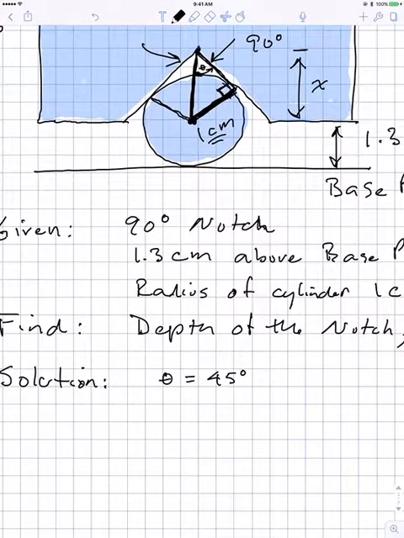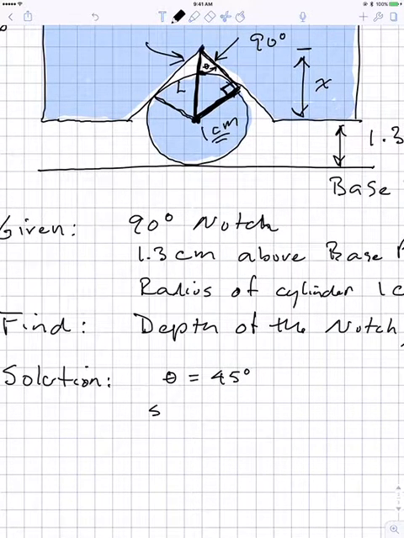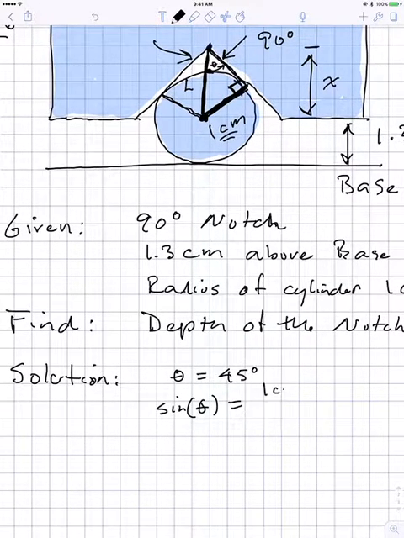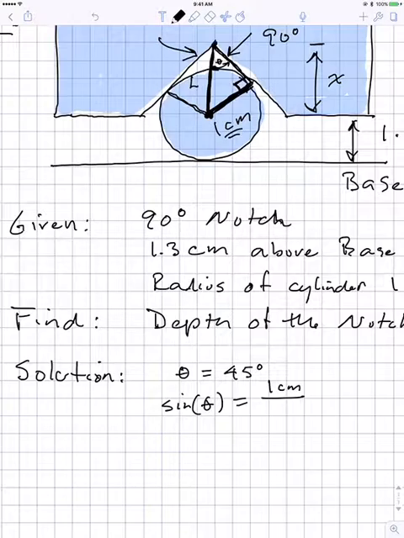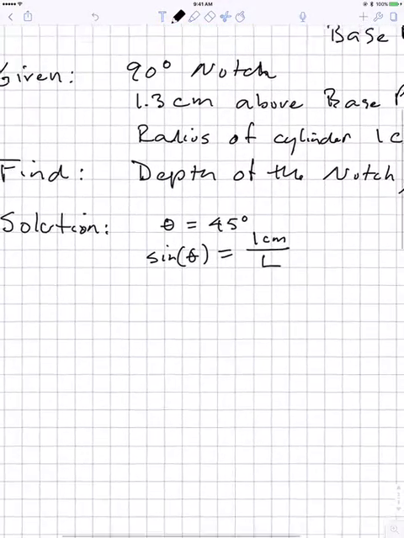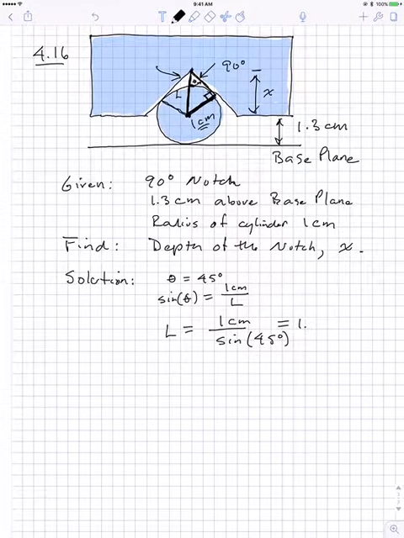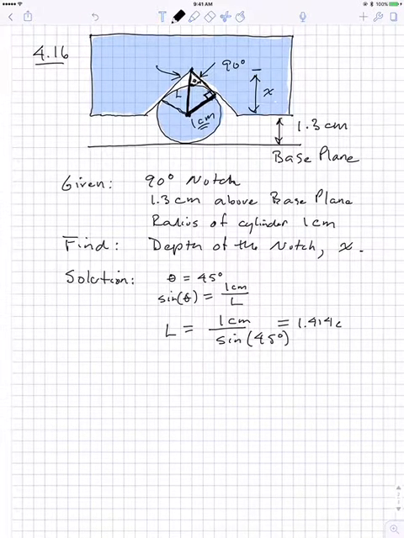I can find the length L because I have the relationship that sine theta is the opposite length, which would be 1 centimeter in this case, divided by L. So I can then solve for L. Making sure my calculator is in the right mode, I get 1.414 centimeters for L.